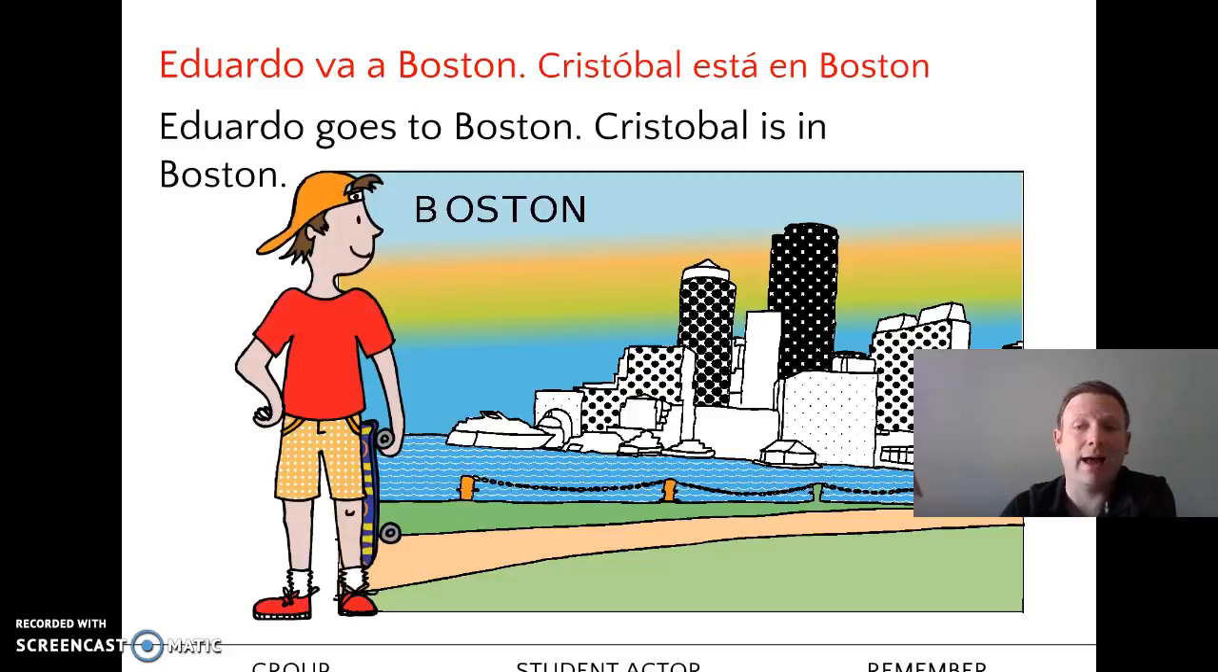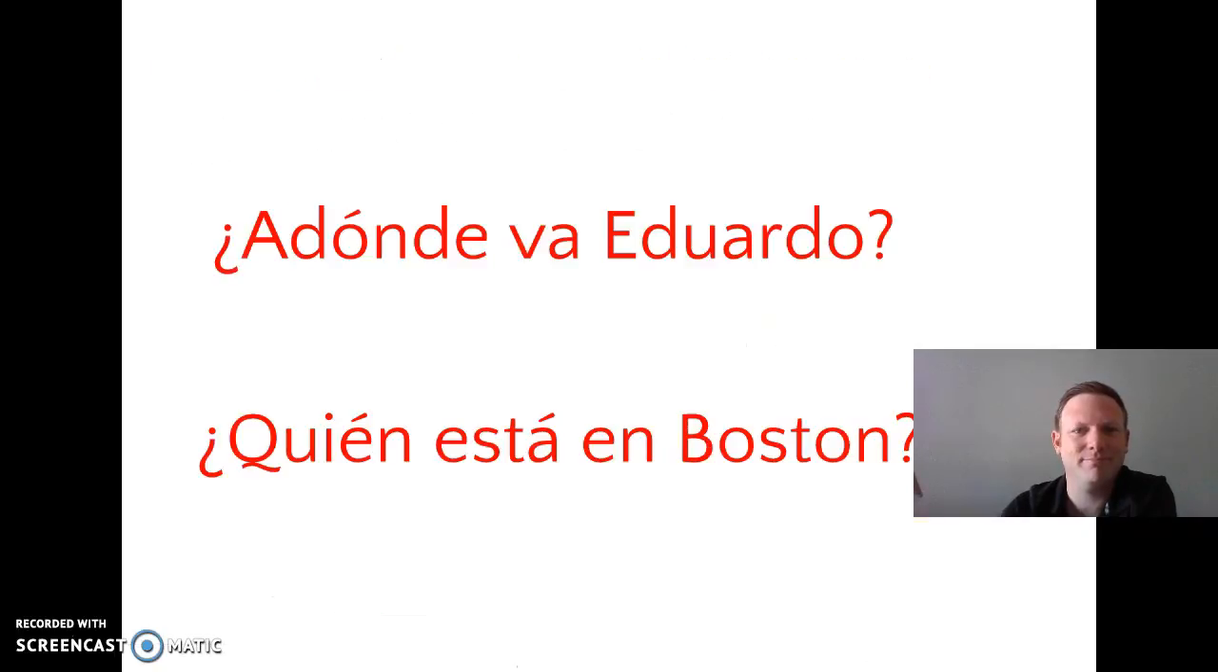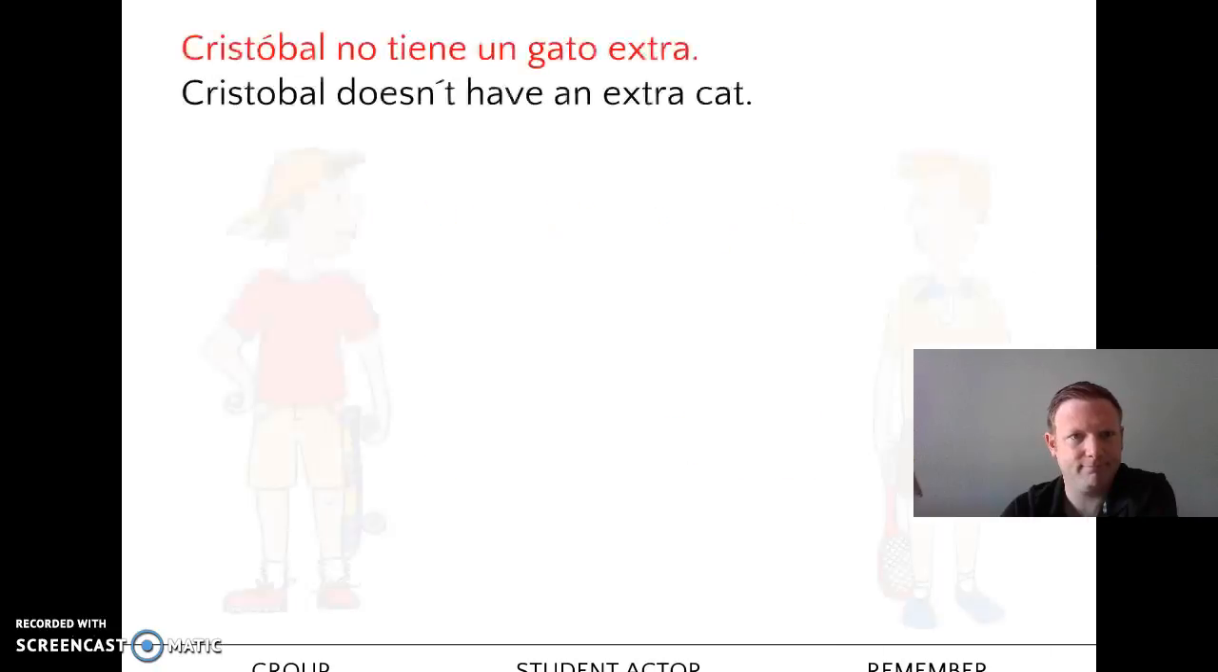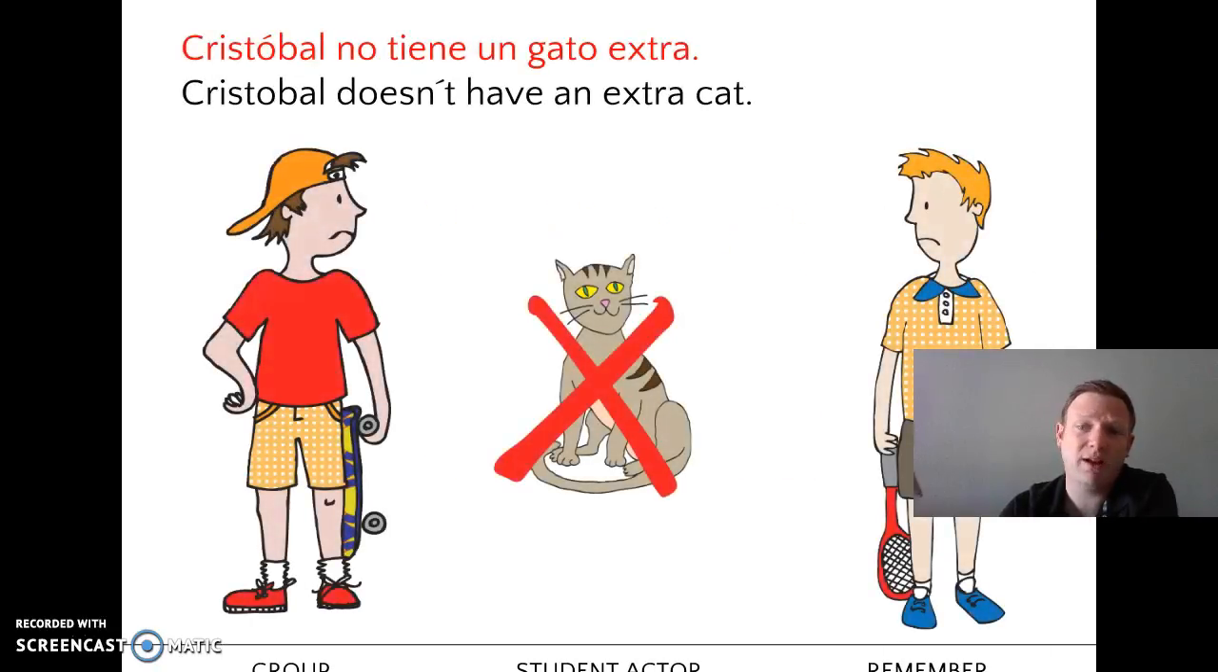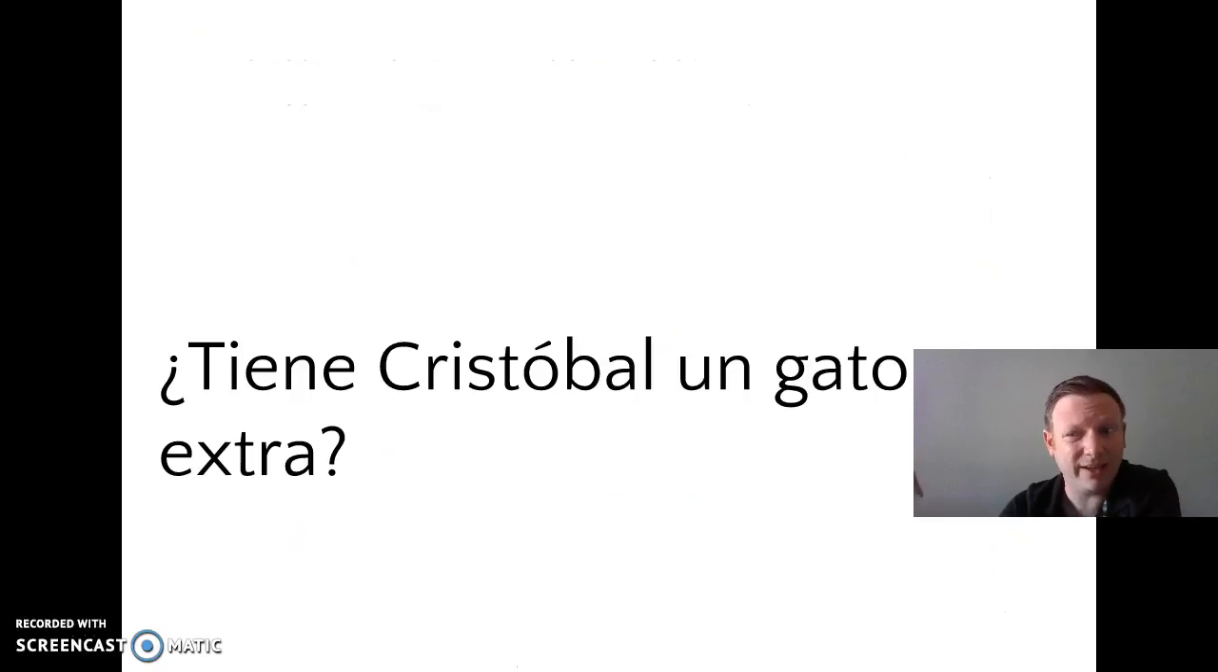Eduardo va a Boston. Cristóbal está en Boston. ¿A dónde va Eduardo? ¿Quién está en Boston? Cristóbal no tiene un gato extra. Pobre Eduardo. ¿Tiene Cristóbal un gato extra?